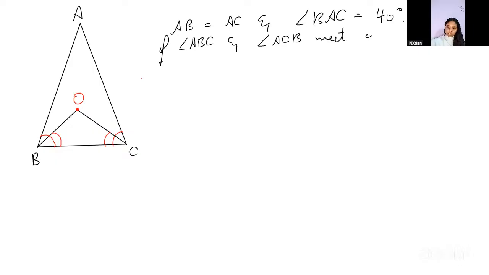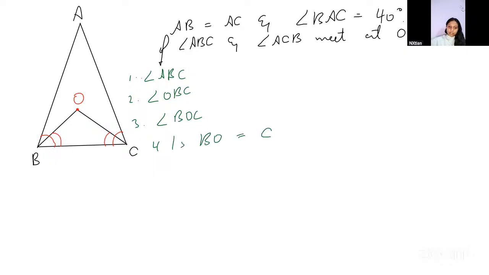Find, what we have to find? We have to find angle ABC. Then we have to find angle OBC. Then we have to find angle BOC. And is BO equal to CO? If yes, why? This is what we have to find out.